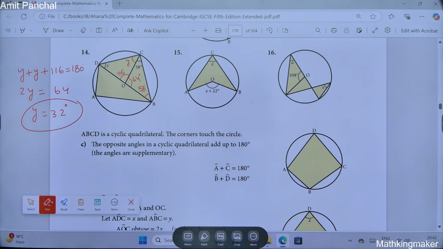Okay. Concept will not be changed. Okay, now do 15th. Yeah, right. X is 22. Good.